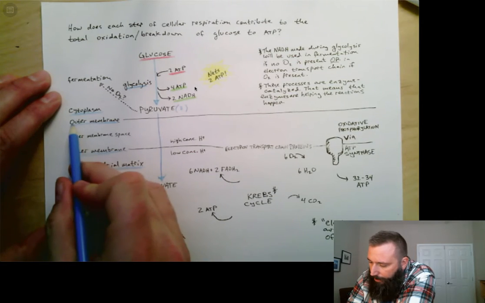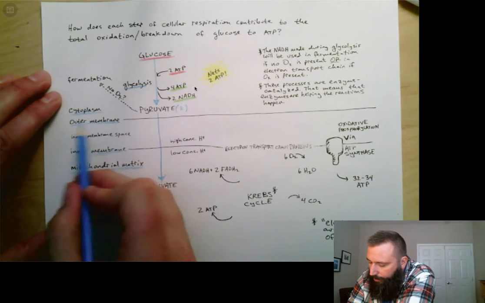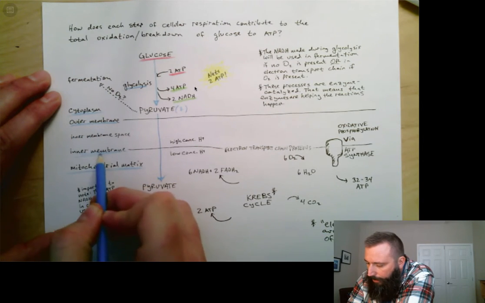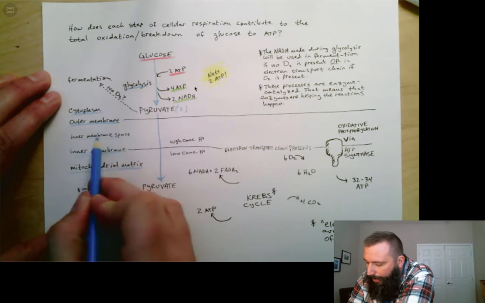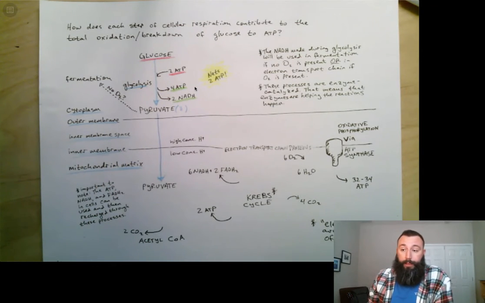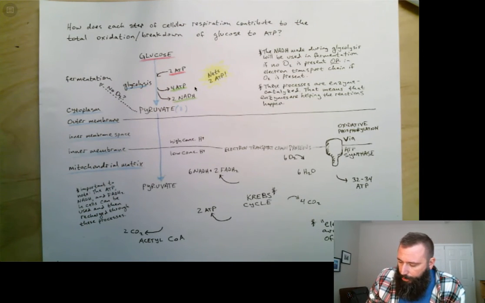And then take a look, there's another area that's important to us that we'll learn a little bit more about in a moment. Between the outer membrane and the inner membrane, this is the inner membrane space, and that will become important when we start really making a lot more ATP in a moment.